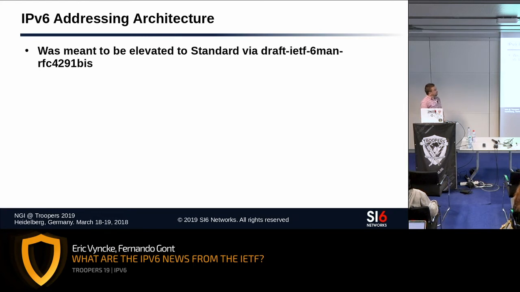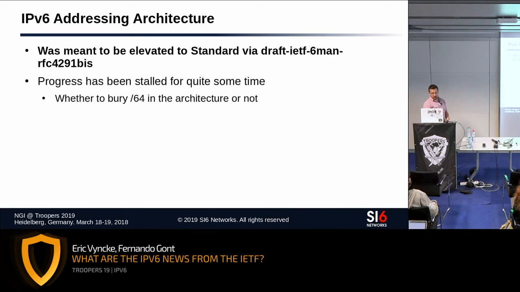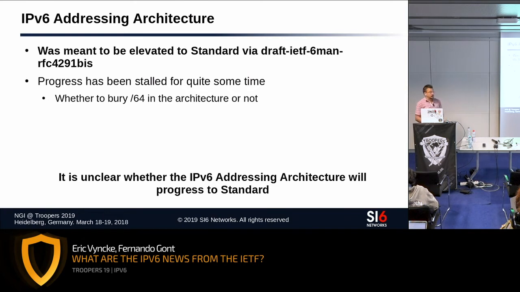This was the plan for the addressing architecture too, but progress on this document has been stalled for quite a while. Discussion has been mostly about the requirement, if you want, to force a /64 for subnets, okay? So there are folks that think that the /64 requirement is part of the architecture, whereas there are other folks that believe that that's not part of the architecture, okay? So essentially, progress has been stalled over there. And it's unclear how things are going to progress when it comes to this document, because there are lots of people on one side and lots of people on the other.